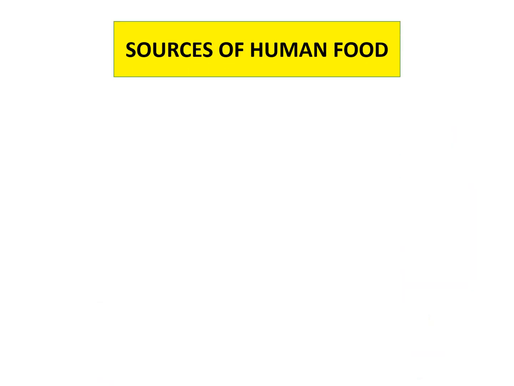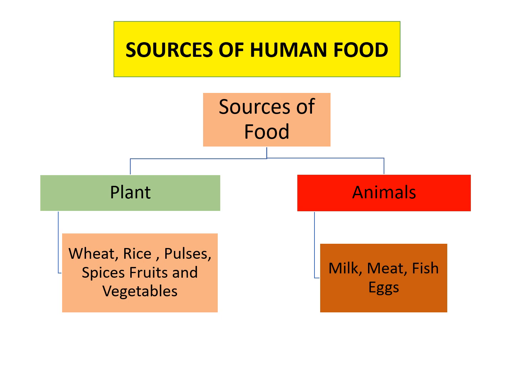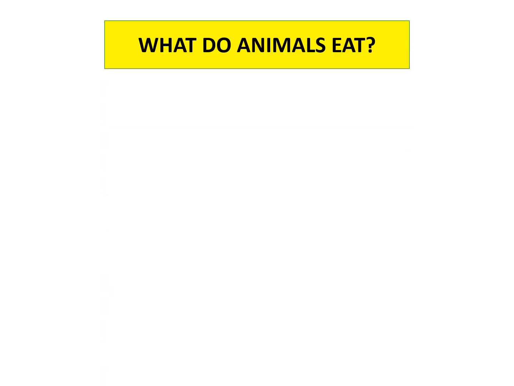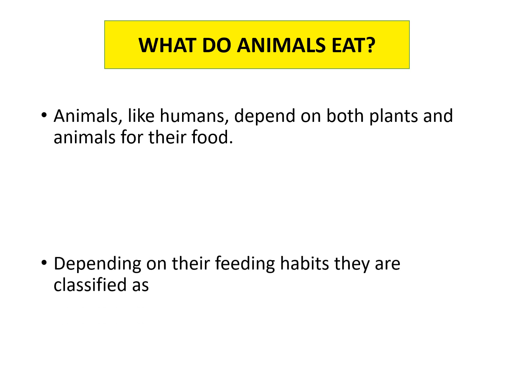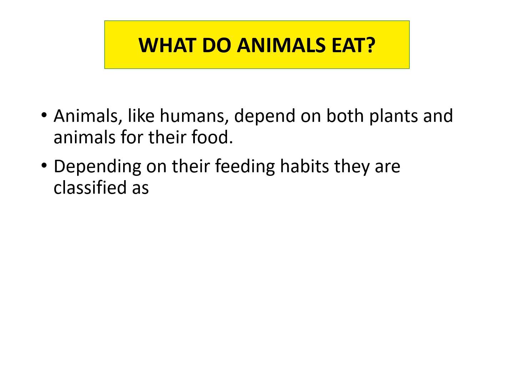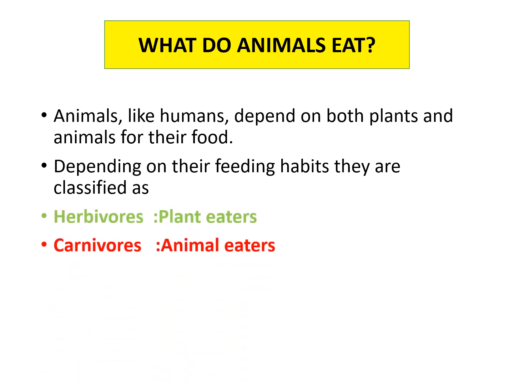And we also know that humans depend on both plants and animals for their food. From the plants we get wheat, rice, pulses, spices, fruits and vegetables. And from the animals we get milk, fish, meat and eggs. Apart from humans, animals also depend on both plants and animals for their food. So depending on the feeding habits, they are classified as herbivores, carnivores and omnivores.